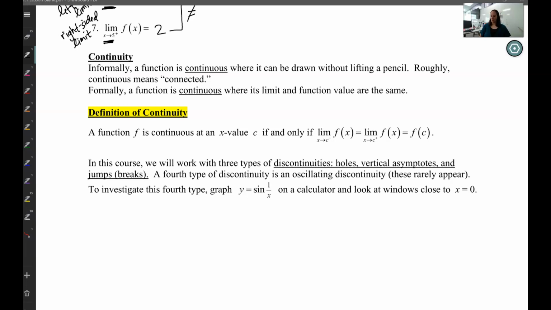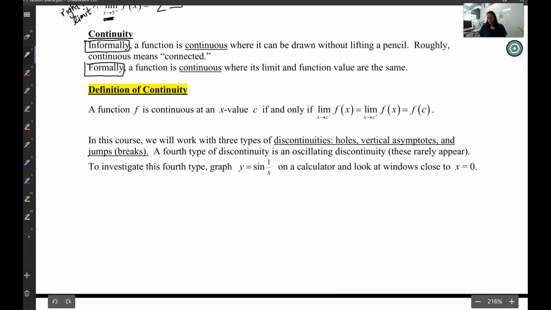Okay, let's talk about continuity. We have an informal definition and a formal definition. Informally, a function is continuous where it can be drawn without needing to lift your pencil. That's continuous. Formally, a function is continuous where the limit and the function value are the same. So I can take a limit and f of that limit and it's the same number.